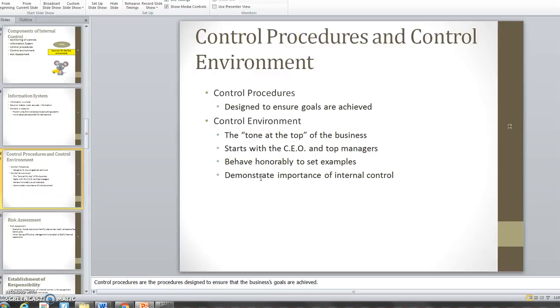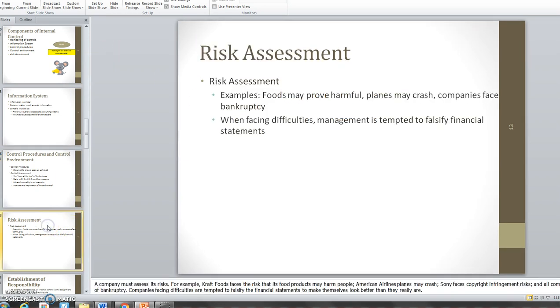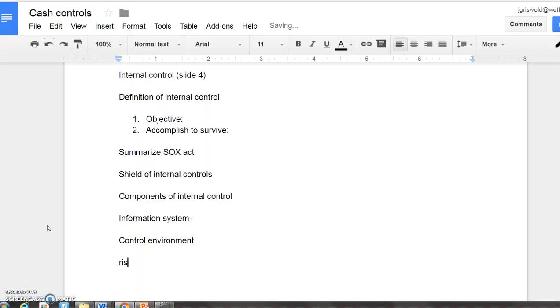Risk assessment. Different examples: foods may be harmful, planes may crash, companies face bankruptcy. Sometimes management can be tempted to falsify financial statements when facing difficulties. So risk assessment.